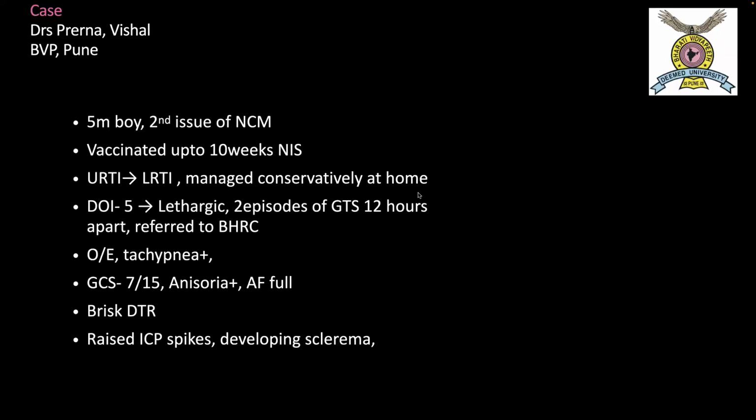When we received the kid in the casualty, the child was lethargic. There was tachycardia, tachypnea, and saturation was 88% on room air. Because of the low GCS, he was intubated. The child had anisocoria. The right side was 5 mm and the left side was 4 mm, sluggishly reactive, and the anterior fontanelle was full. DTRs were brisk, and today is day of illness 10.